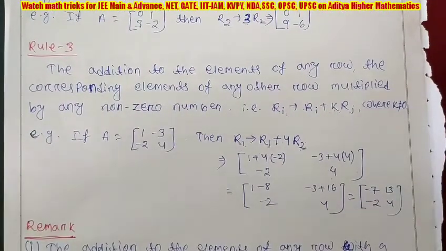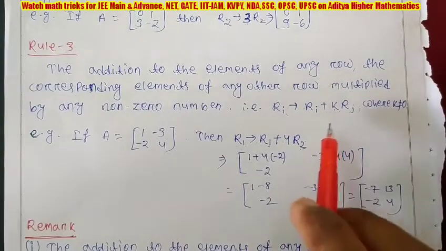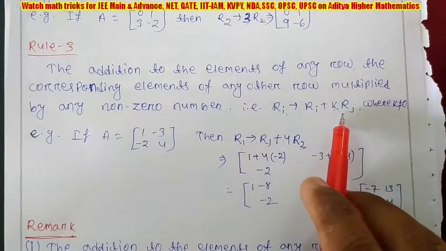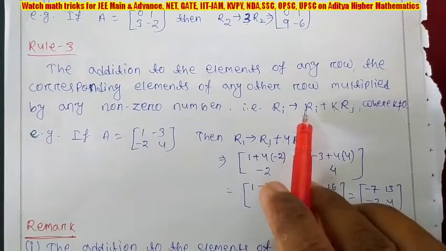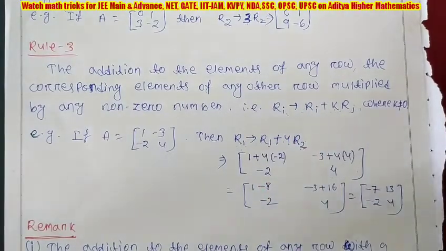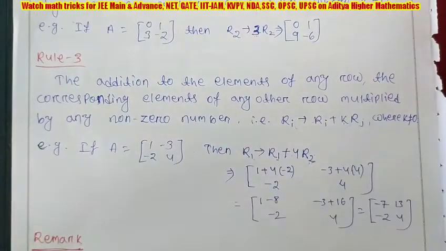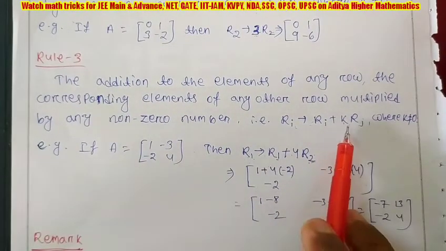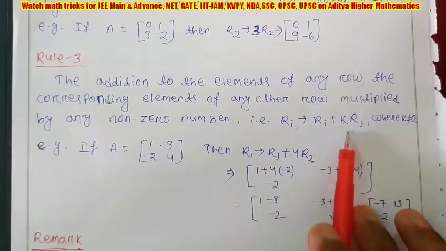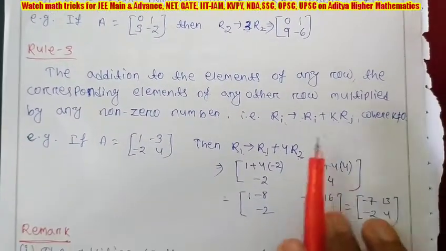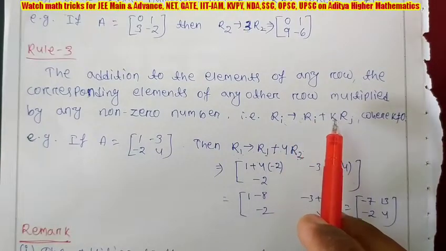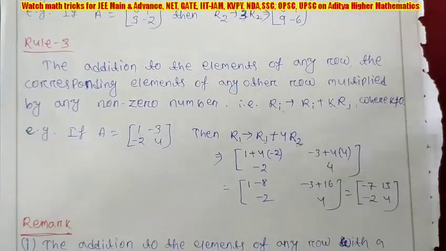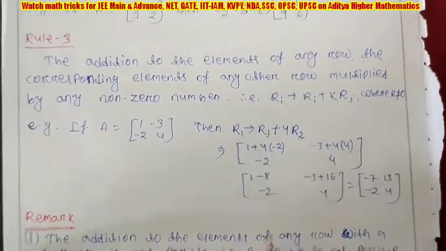Also note that here we are multiplying only the second row by a constant. You can also multiply the first row by a non-zero constant and use both. That means this is a combination of rule 2 and rule 3. In rule 3 I am saying only to multiply a constant with the second row, but you can also multiply the first row by a non-zero constant and add the other row multiplied by another constant. This is also possible.